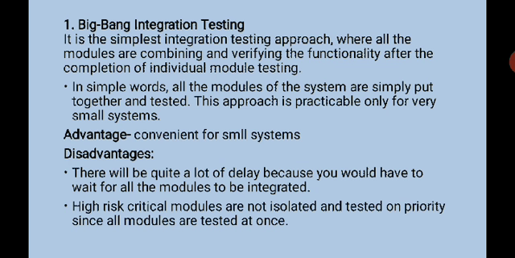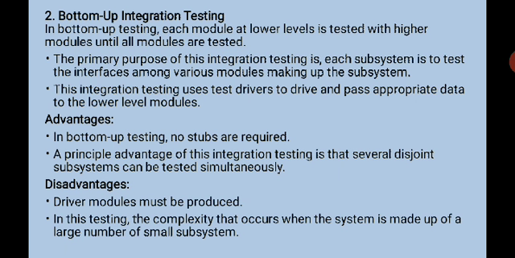This is practical only with a small system, because in a large system you cannot do it. If the code is too much and you have a very big software, you cannot go on and do this. That is why it is big bang, right? So what are the advantages? It's convenient for small systems. The disadvantages: there will be quite a lot of delay, because you have to wait for all the modules to be integrated. Then there's a higher risk, as critical modules are not isolated and tested on priority, since all modules are tested at once, right?